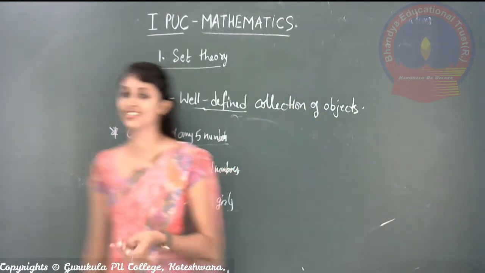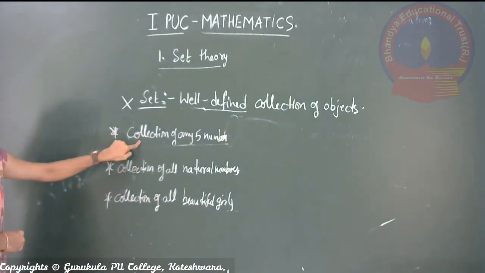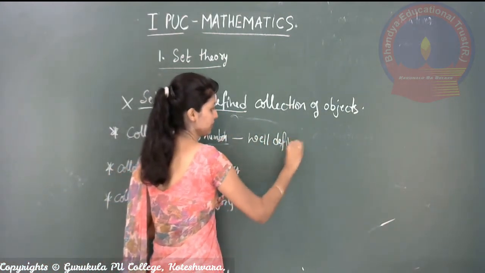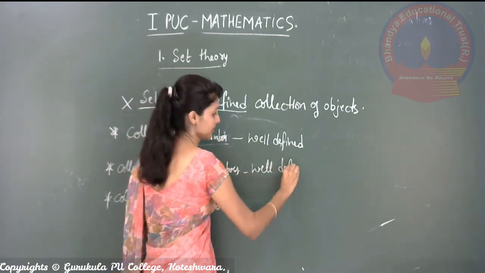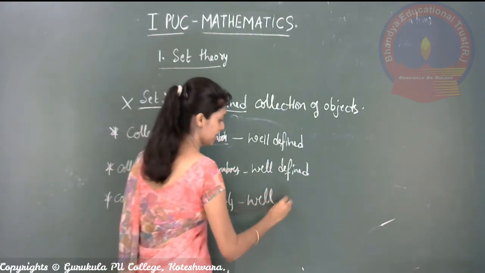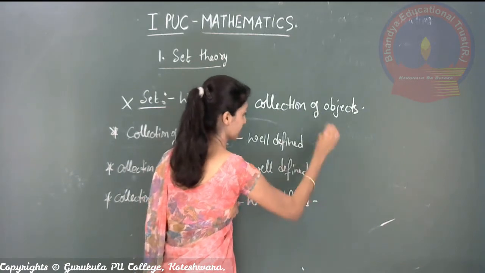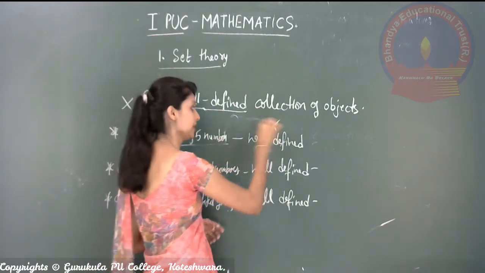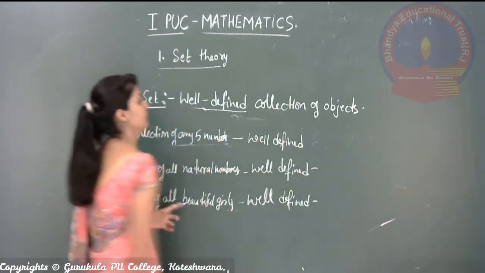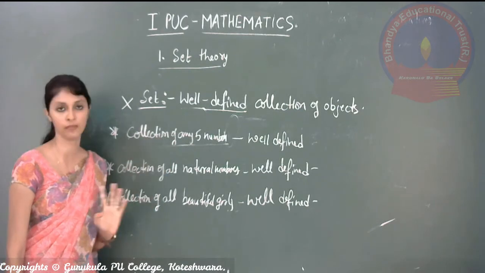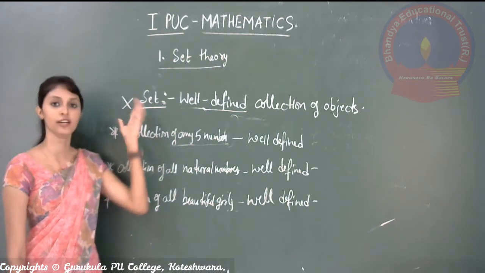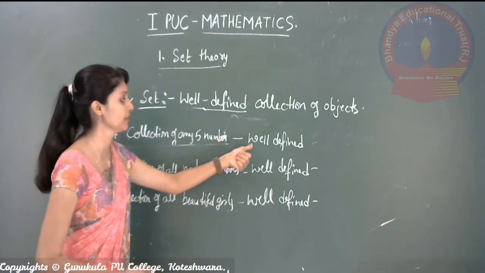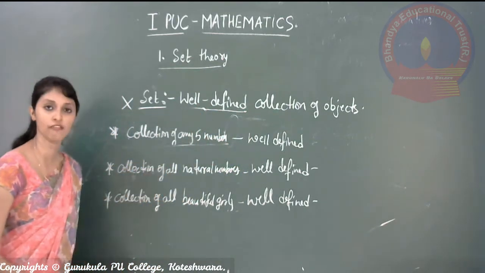Look at the collection of any 5 numbers. We have to check whether it is well defined or not. If it is well defined, then you can say it is a set. Just try to understand the meaning of a set. If it is well defined, I will tick it. If it is not well defined, I will mark it differently. Now I said collection of any 5 numbers. We have to check whether it is well defined. How can we verify whether the given collection is well defined or not?